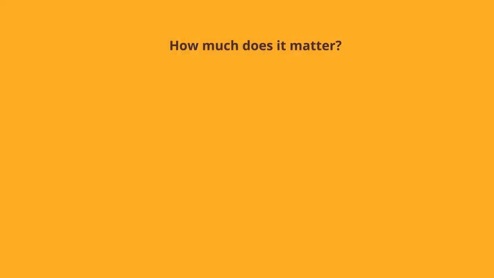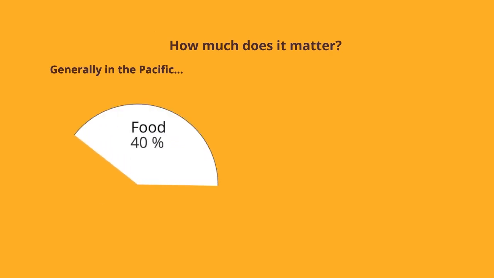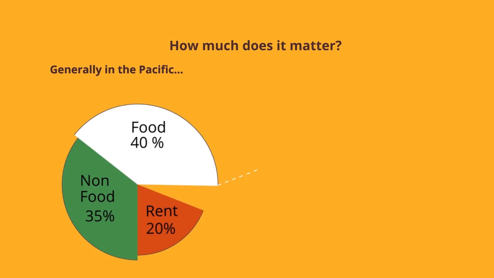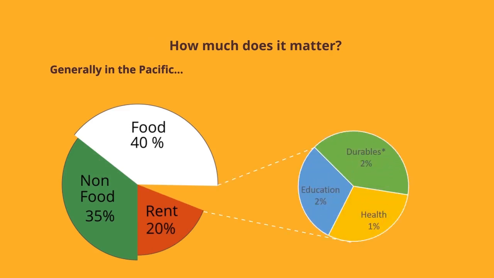A quick overview of what consumption aggregates generally look like in the Pacific region. This stylized example shows that food comprises 40%, non-food about 35%, rent about 20%, education, health, and durable goods make up the remaining 5%. In addition, historically, transfers out of the household or gifts given have been included. This is, however, not considered best practice, and we will recommend against doing this in the future. That component of the consumption aggregate, though, was about an additional 5%.